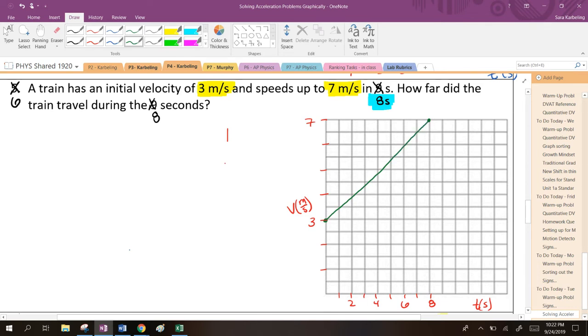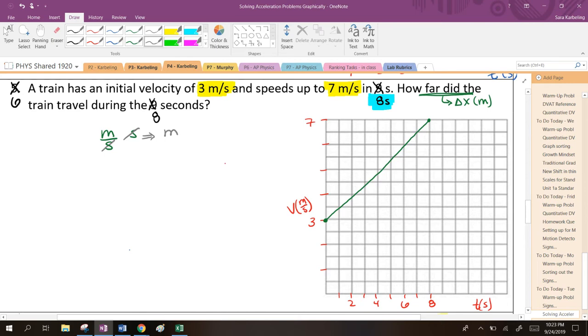Now we have to figure out what we're going to do with that, because we're looking for how far the train traveled. So really we're looking for the displacement. And we can recall that displacement is going to be measured in meters. So we're going to take a look at what we've got. Again, we've got meters per second on our y-axis and seconds on our x-axis. And again, we're looking at this kind of like we did in the last question. Our seconds can cancel on the bottom and the top, which is going to give us units of meters. That is what we're looking for, displacement.